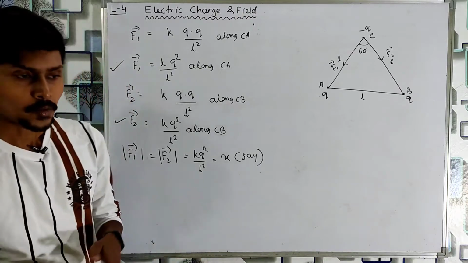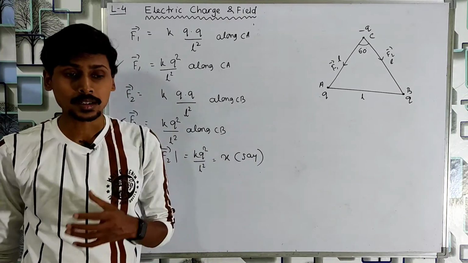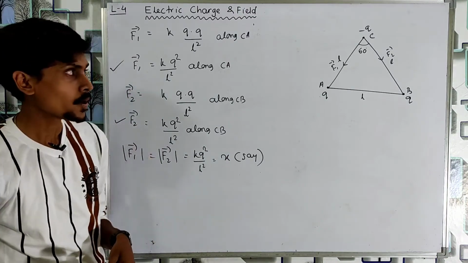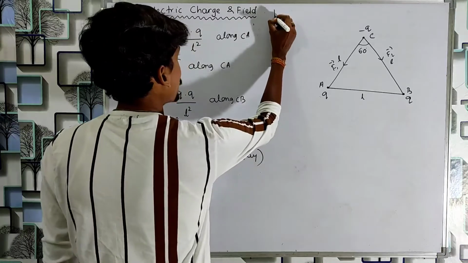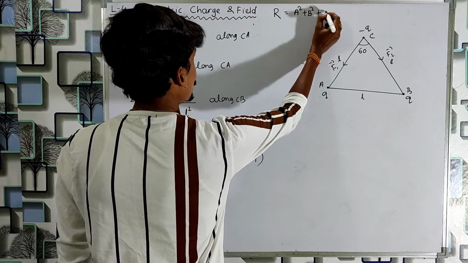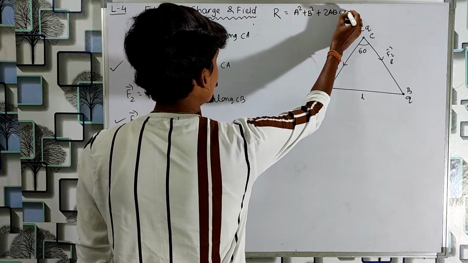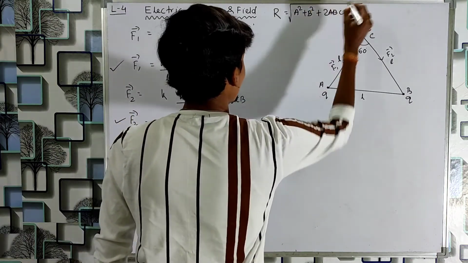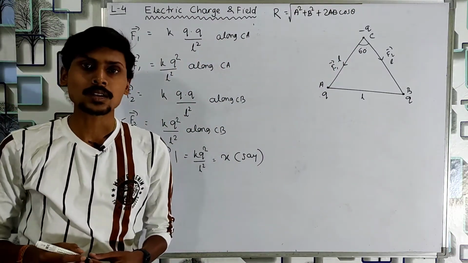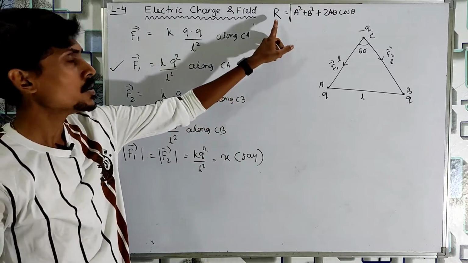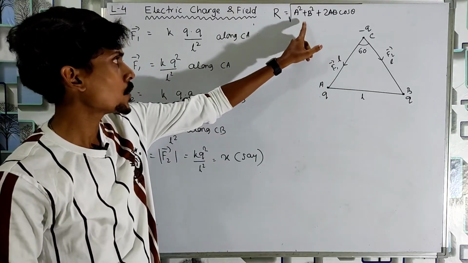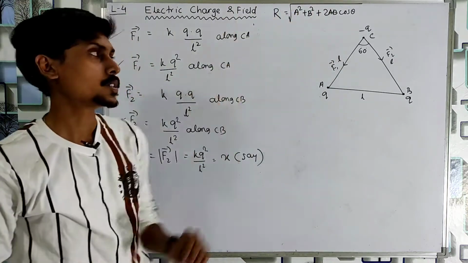So in class 11 we had studied the triangle law of vector addition and the parallelogram law of vector addition, and we have the formula for the resultant. If we have two vectors A and B, and theta is the angle between the two vectors, then the magnitude of the resultant is given by R equal to square root of A square plus B square plus 2AB cos theta.